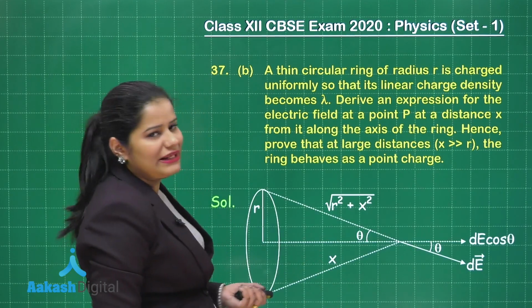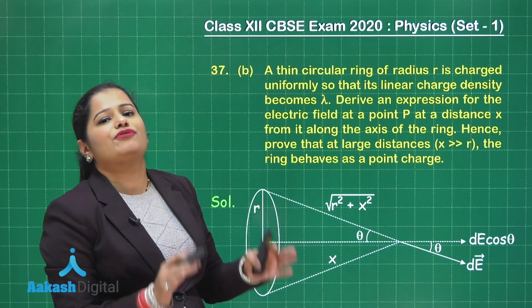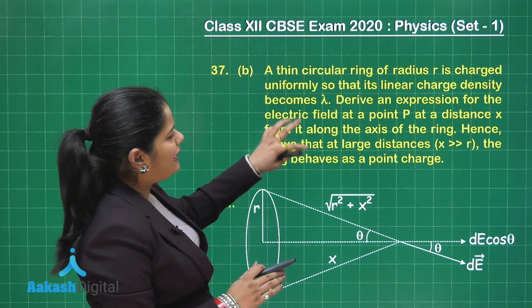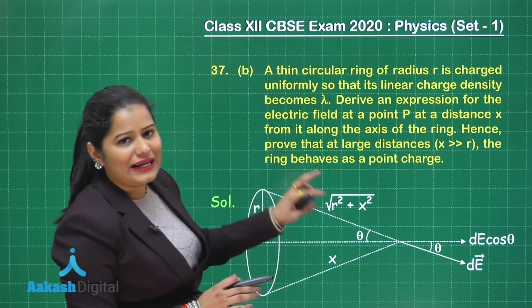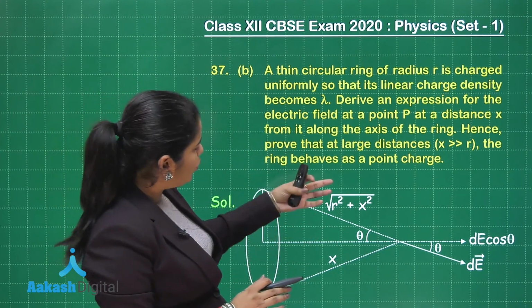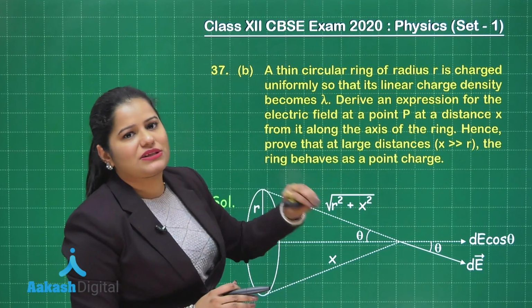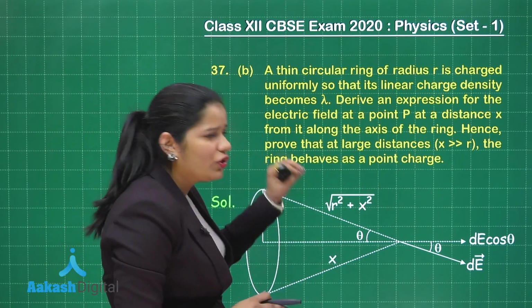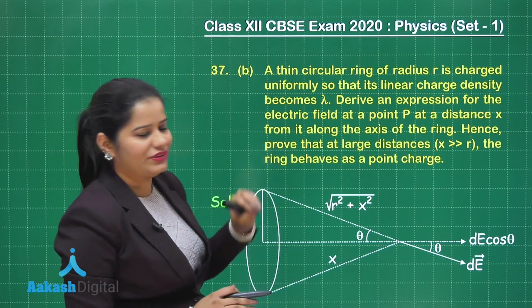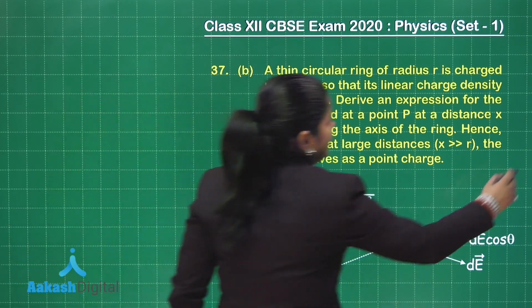Let's have a look at the derivation. This derivation was for 4 marks. So basically, if you have done this derivation correctly and you have proved that at larger distances this ring is going to behave as a point charge, you are going to fetch 4 marks for this part of the question. Let's have a look at the derivation quickly.